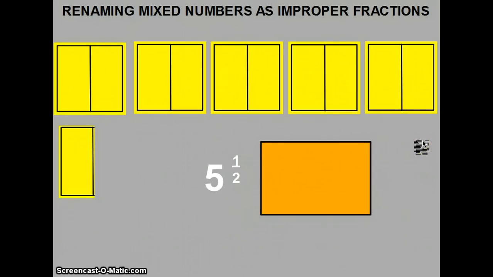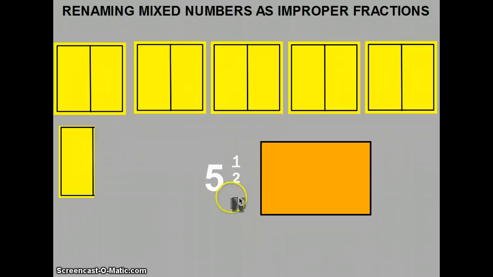Today we're going to review how to rename mixed numbers as improper fractions. Let's say we have the number 5 and 1/2. That's a mixed number because we have wholes and then we have a part of a whole, or a fraction. In this mixed number we have 5 wholes: 1 whole, 2 wholes, 3 wholes, 4 wholes, 5 wholes, and then half of a whole.